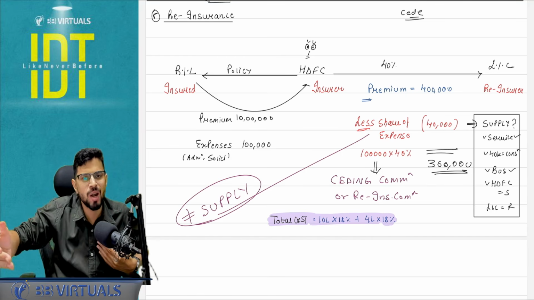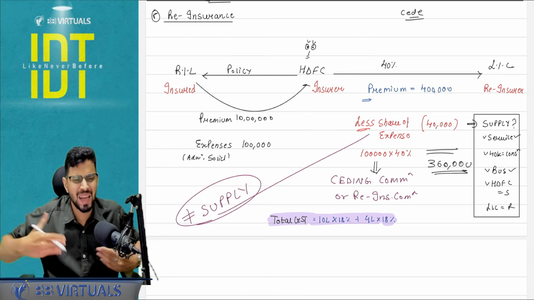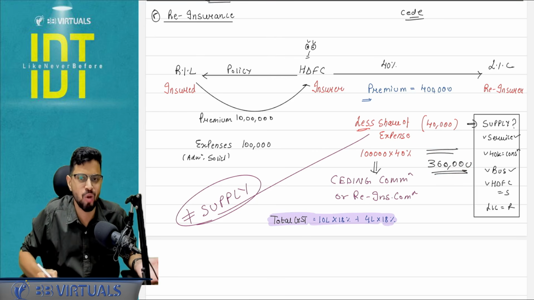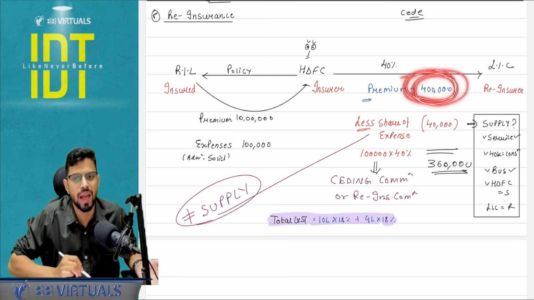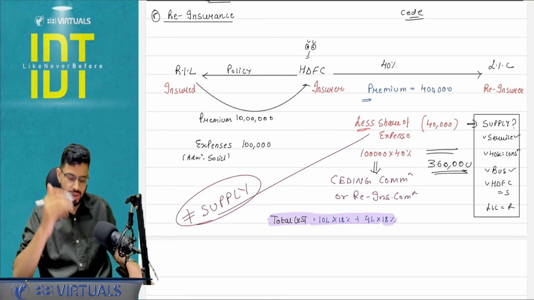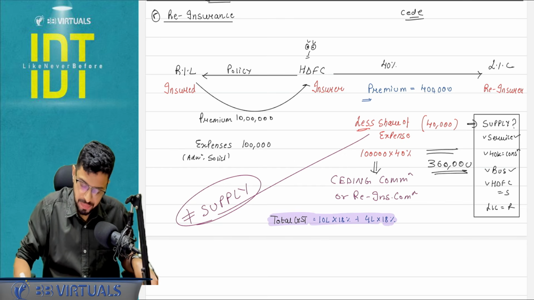I'm going to pay you 100 rupees, you are going to pay me 20 rupees. I will pay you 80 rupees now. So this is just a settlement happening for convenience. This is the main value of supply. Hope this is absolutely clear.